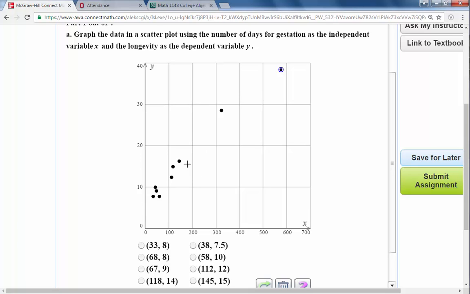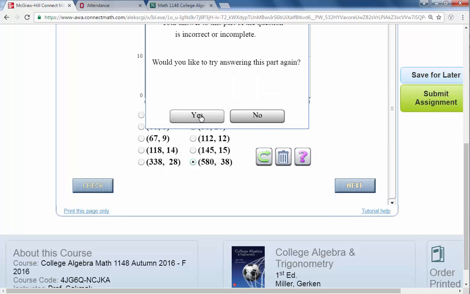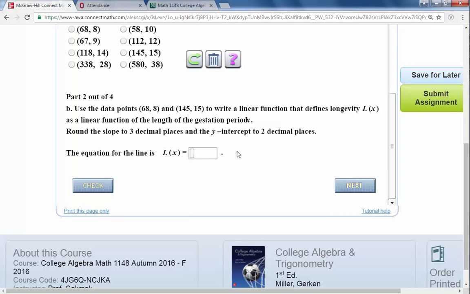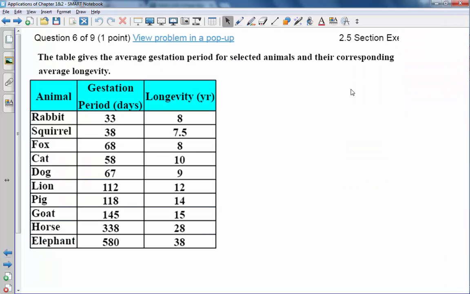Now, can you imagine a line passing through these? That's what our line model wants to be. Y equals mx plus b. Okay? So, I want to go to the next part. No, I don't want to try again. It's too time consuming. They say model that line using these two dots: 68, 8 and 145, 15. Pretty much the same thing we did yesterday. We will find the line equation between those 2 points.